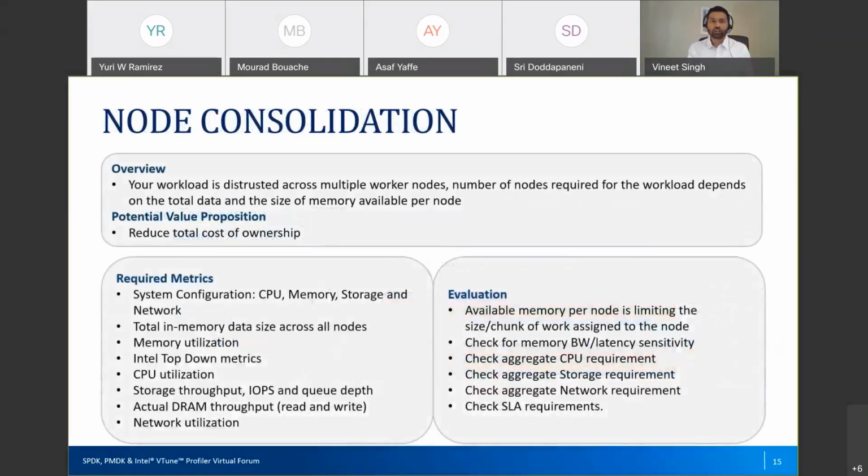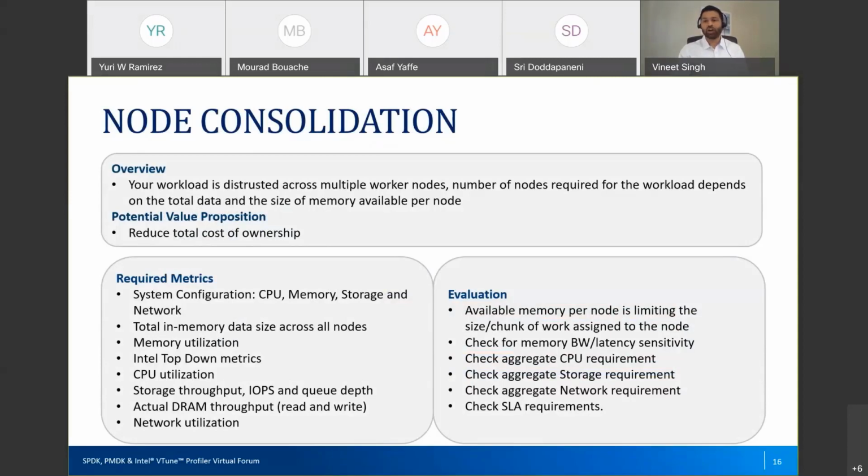The third scenario is a node consolidation scenario, and this requires a bit more analysis, but the rewards are better. You are able to reduce the number of nodes that are required for running your workload. So the idea here is that you have a workload which is running in a distributed system, and the chunk of work that you assign to a single node is limited by the size of available memory.